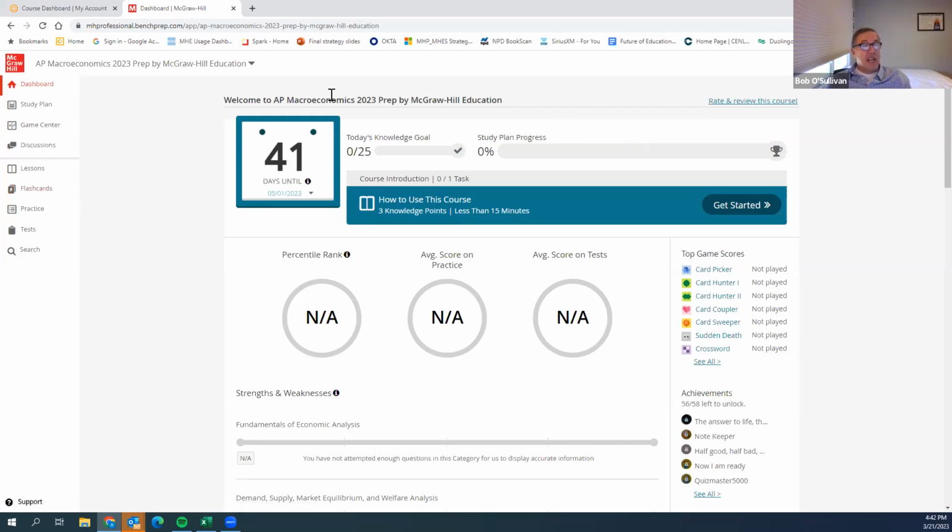I haven't done anything in here yet. I just logged into this for the first time today. But this will be your dashboard. This will automatically update every time you come into the course. Your knowledge goals, your study plan progress, this will update and give you an update every time you go through some material, and it'll update every time you come back.